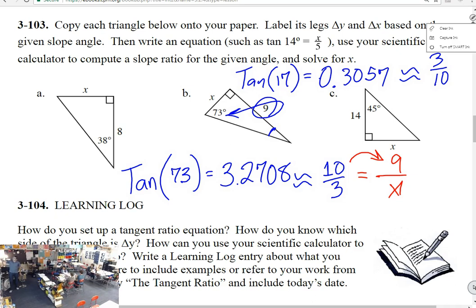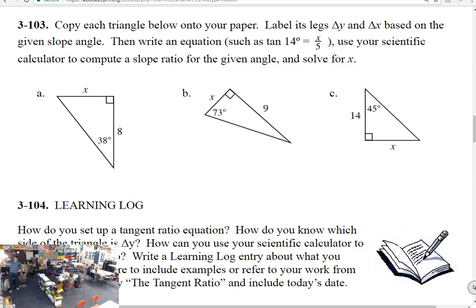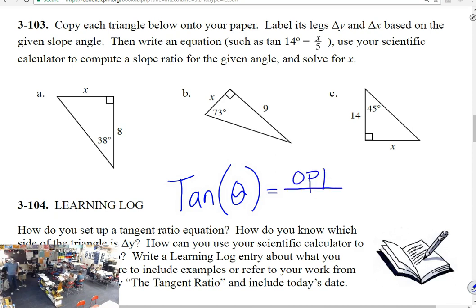So what we're really building here, and this is when it's really important to pay attention, because I'm going to show you the quick way to make your calculator do all that work. What we really have here is the tangent of theta creates the ratio of the opposite side to the adjacent side. In 45, it doesn't matter because opposite and adjacent are going to be the same. However, here's my trick for solving with tangent.